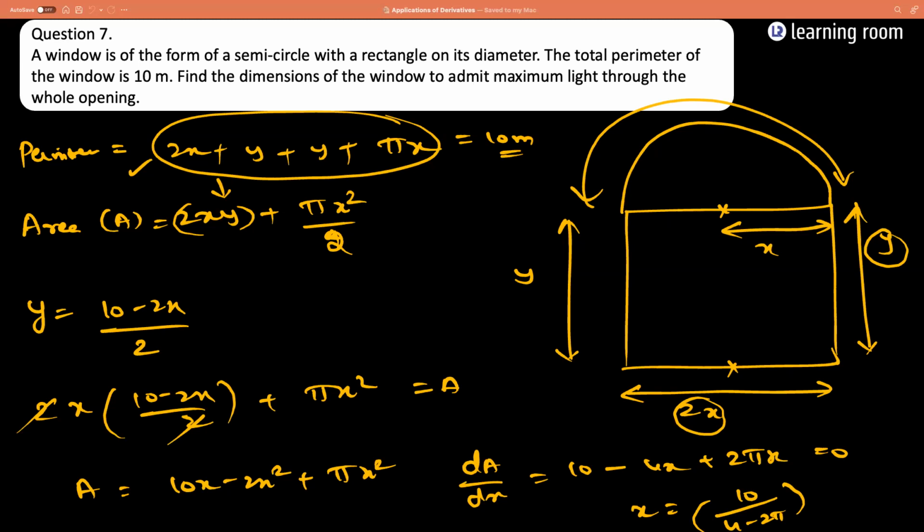Let me check if that is the answer. X is 10 by pi plus 4. 10x minus 2x square plus 5x. Okay. Y is equal to.